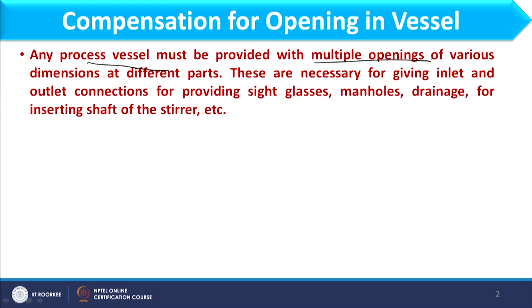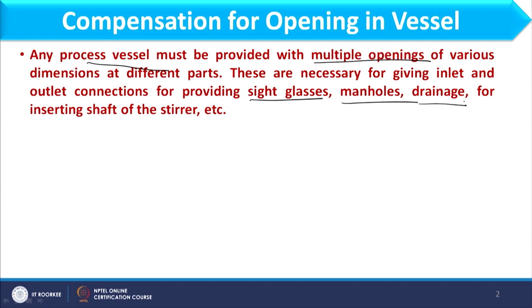To insert that nozzle we need to create the opening in a metal sheet. That may be used for sight glasses, for manholes, drainage as we have discussed already, or inserting the shaft of the stirrer, etc. So, in this way we require openings in a regular sheet.